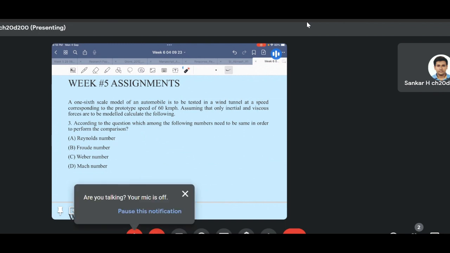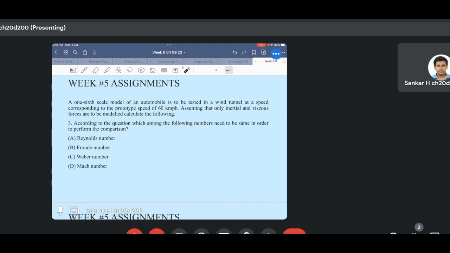Okay, let's find the answer here now. The correct answer is in fact Reynolds number, as Reynolds number is given as a ratio of inertial forces to viscous forces. Froude number is in fact the ratio of inertial forces to the force of gravity.